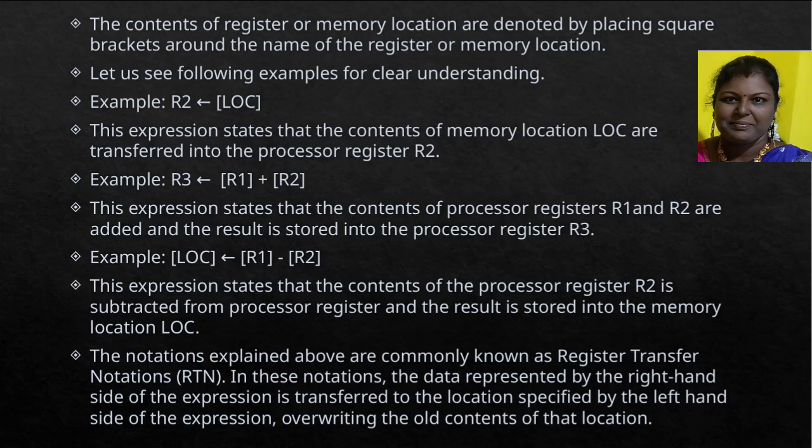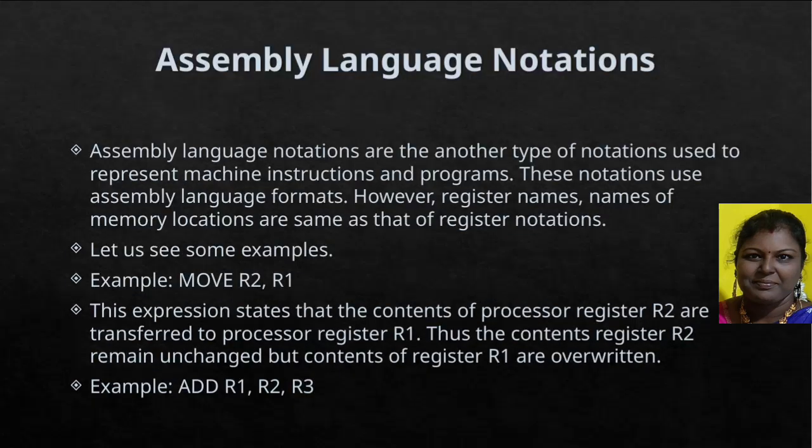Assembly language notations are another way we represent machine instructions and programs. They use a specific format that's easier for humans to read than raw binary code. You'll see familiar names here. Register names and memory locations are the same as in register notations. For example, when we write move R2, R1, it means the contents of register R2 are copied into register R1. R2 stays the same, but R1 gets overwritten.